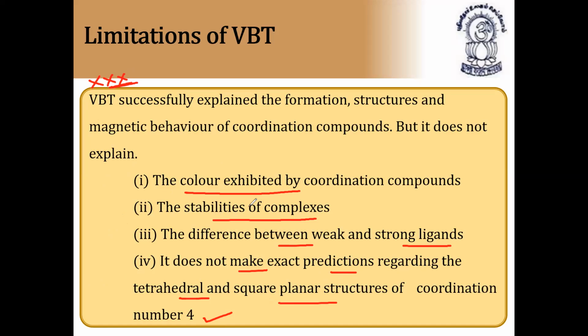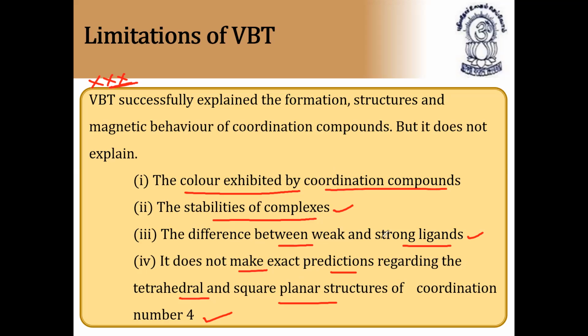Which of the following is true regarding valence bond theory? Which of the following are the limitations of valence bond theory? So they'll ask statement based questions like these. What it could not explain: the color exhibited by coordination compounds, the stabilities of complexes, the difference between weak and strong ligands, and it does not make exact predictions regarding this.